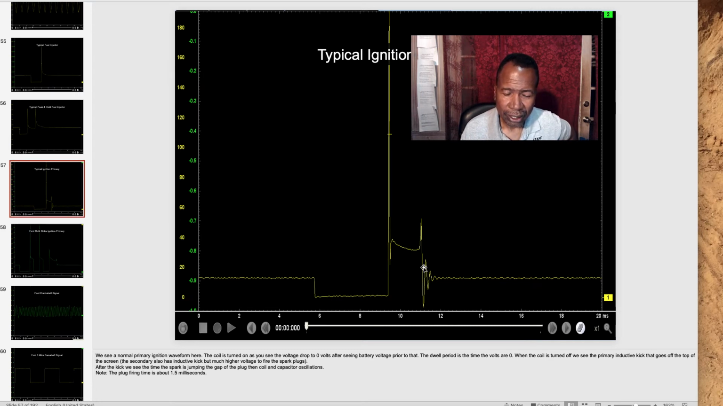And again, here we see our dissipating oscillations from the coil, and back down just below system voltage again. Again, this is a known good waveform from the primary ignition circuit.